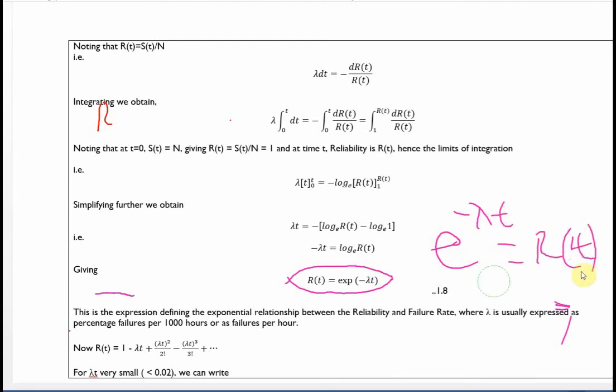And so this is the relationship we are trying to have, the relationship between the reliability and the failure rate. Be mindful that the relationship between the reliability and failure rate is given as R of t is equal to e to the power minus lambda t. The failure rate is usually expressed as percentage failure per 1000 hours. It's always per 1000 hours. And then with Euler's formula, manipulating this exponent, we have this.